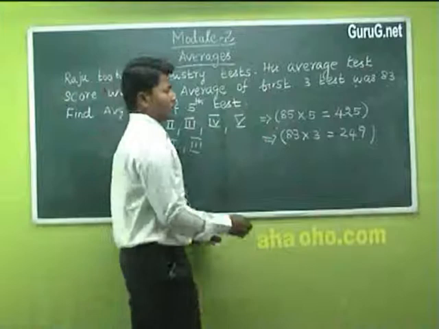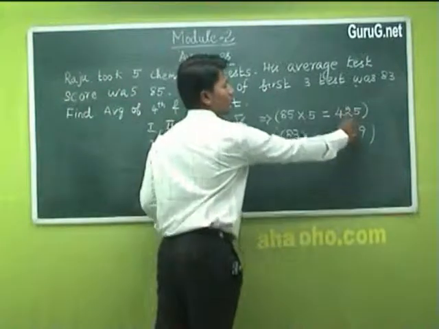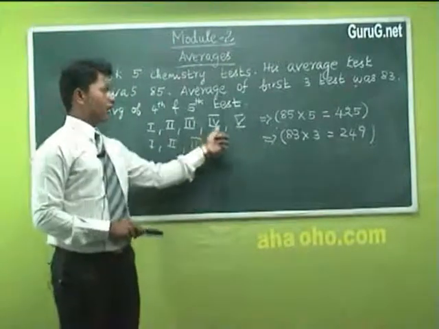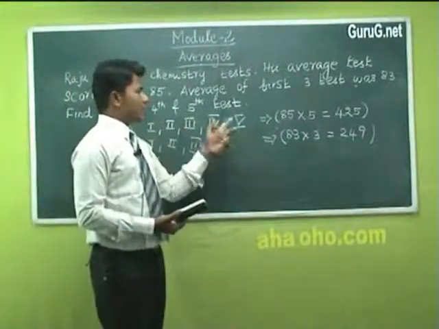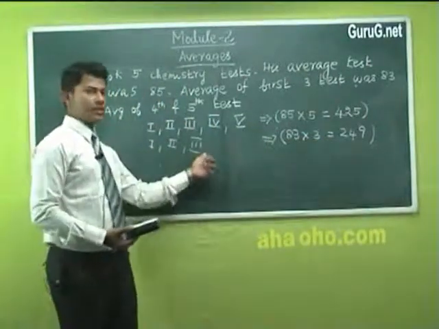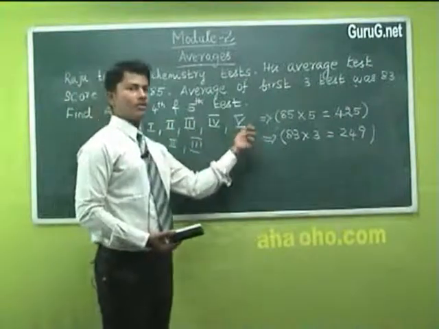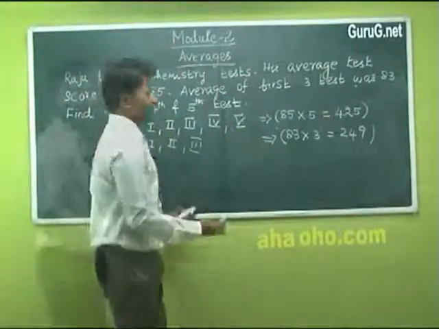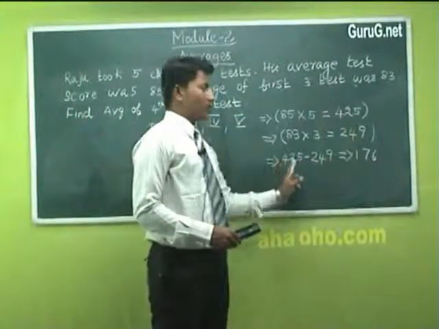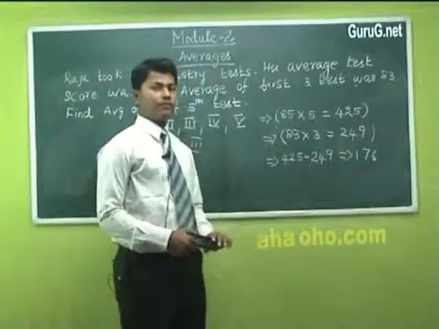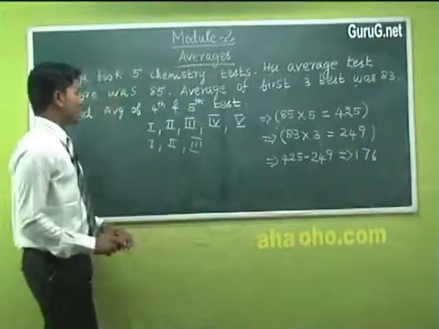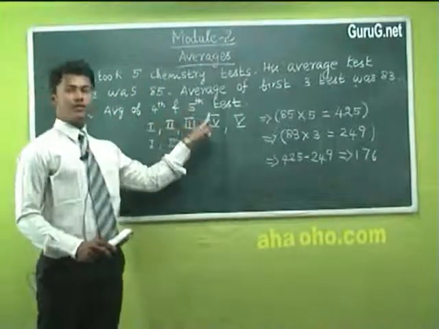Fine. So if you subtract 249 from 425, you will get the total test score of 4th and 5th. Am I right? That is, by subtracting the total test score of the first 3 tests from the total test score of the first 5 tests, you can find, subtracting 249 from 425, you will be able to get the total test score of 4th and 5th test. It is 176. What you are asked to find is the average of the 4th and the 5th test score.